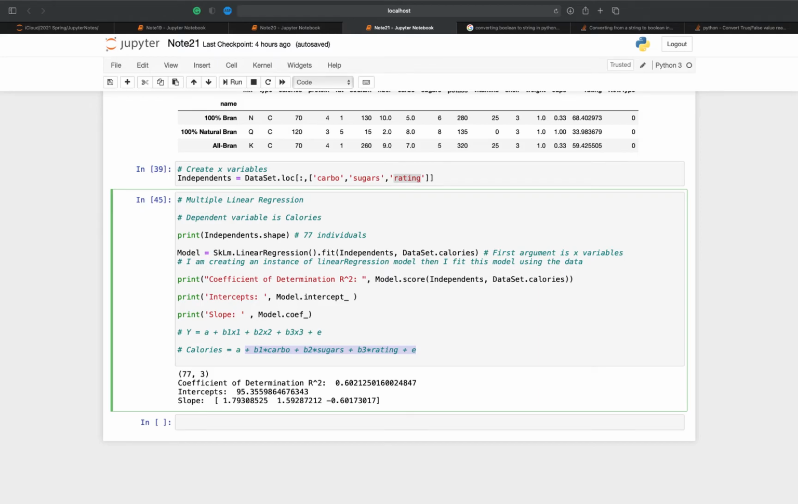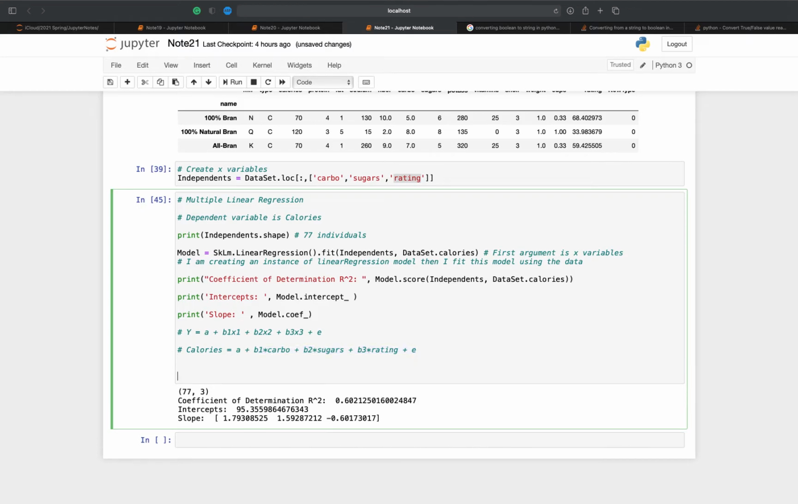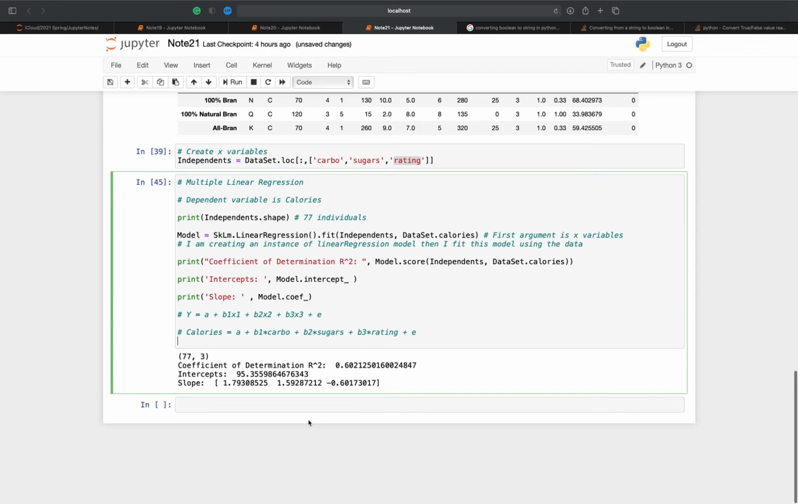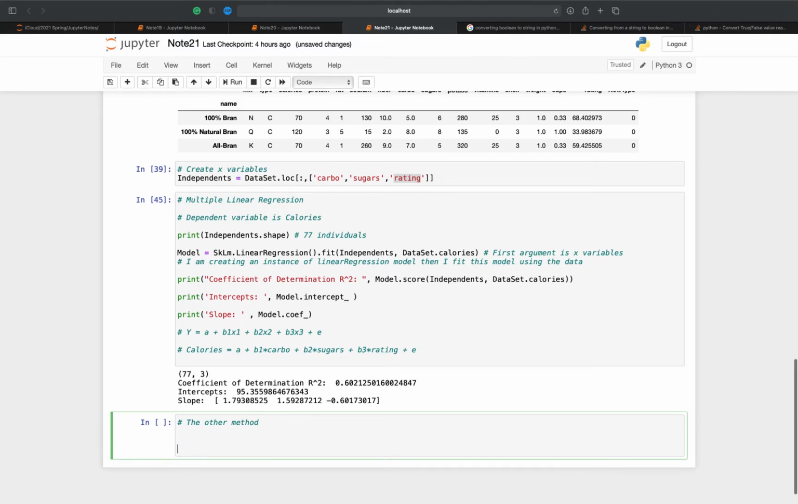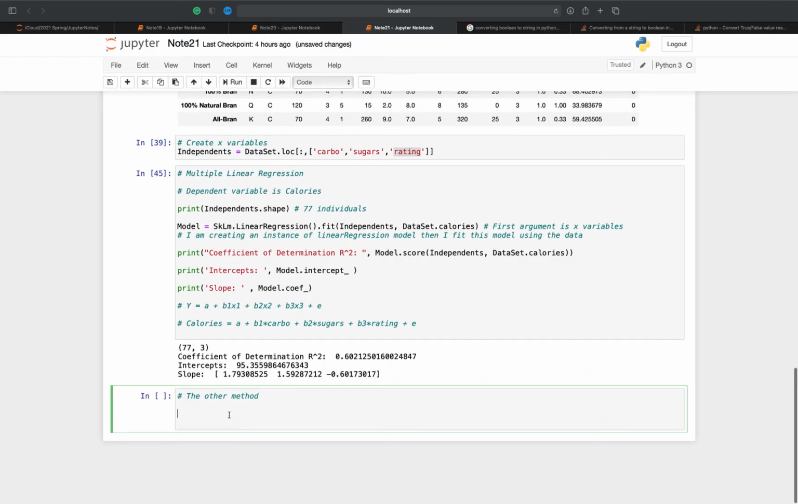So there is another way to get all of this. What is that other way? Let me write it down here. The other method. So what is the other method? OLS, ordinary least squares regression.